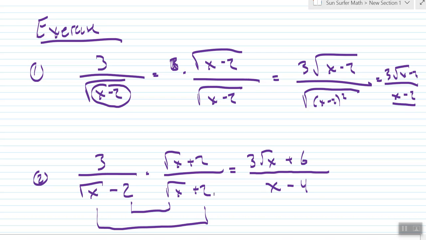So I don't even do that. I simply multiply the square root of x times the square root of x to get x, and negative 2 times positive 2 to get minus 4.